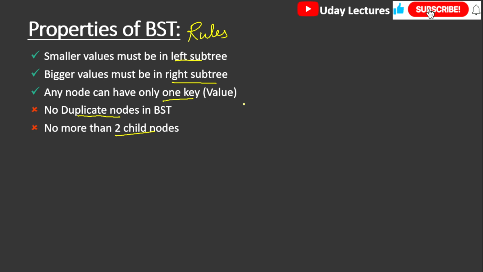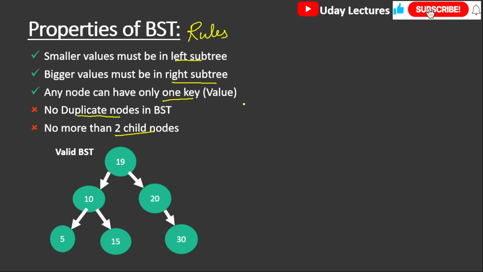Now let us look into an example and understand these properties. Here I have given you an example binary tree, and we say that it is a valid binary search tree, and the reasons are these. None of the nodes has more than 2 child nodes, which satisfies this property. Also, all the values are unique, there are no duplicate values, and any given node has only one value or one key. None of the nodes has more than one key value.